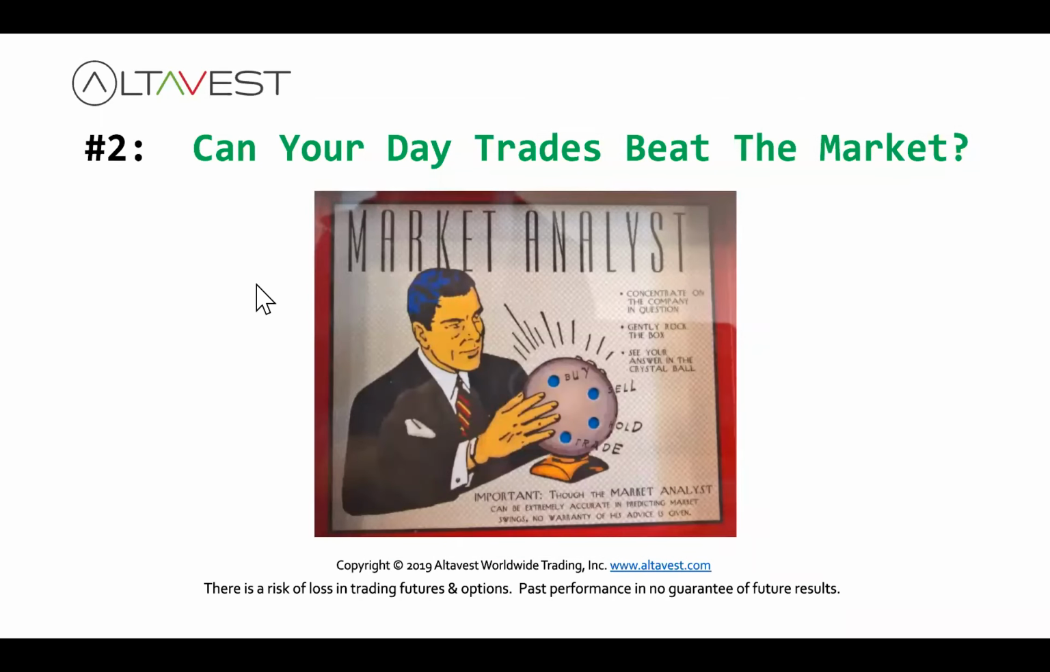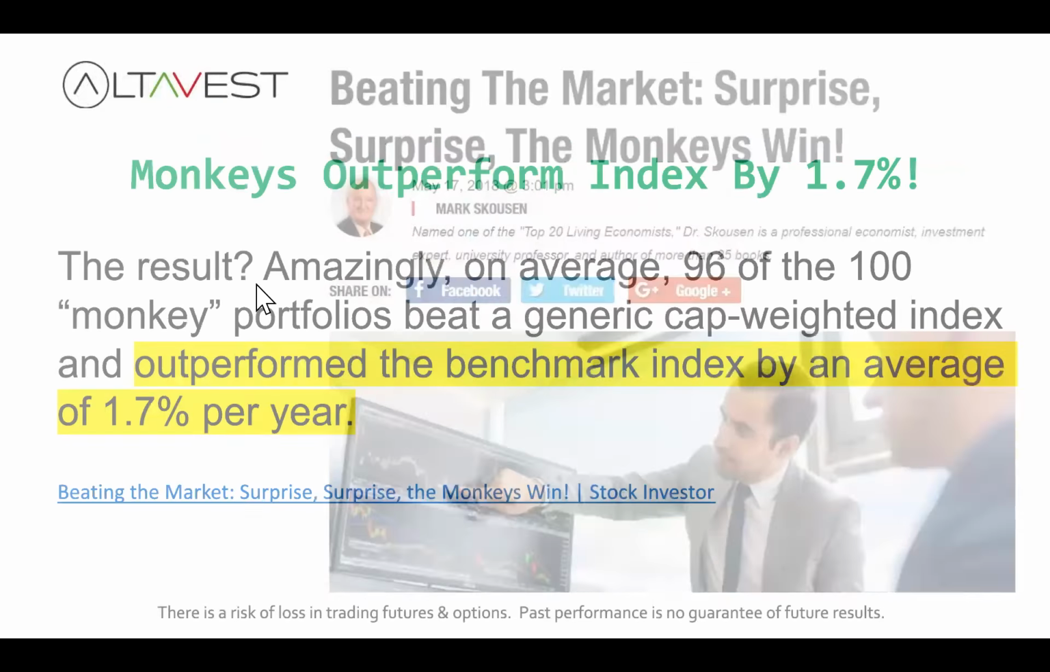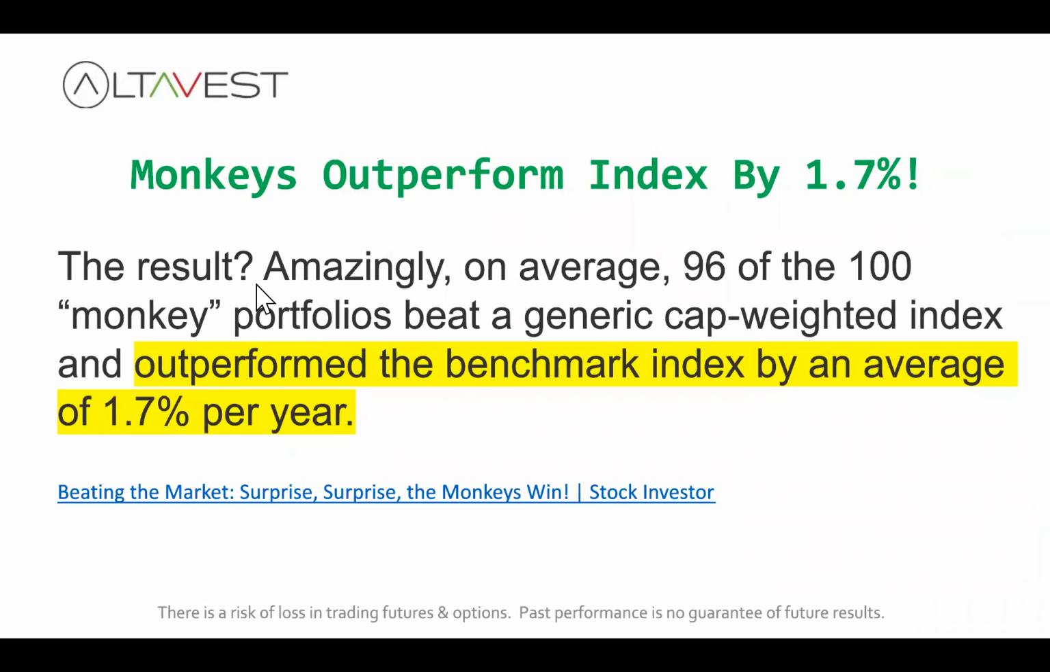And how about if you are day trading, are you even beating the market? Mark Skousen, another famous economist here, they ran basically a study with hypothetical monkeys picking stocks, and the monkeys beat the index by an average of 1.7% per year. So something to consider. Not to say that there aren't some people who can make this happen, but you have to have a methodology and a process.